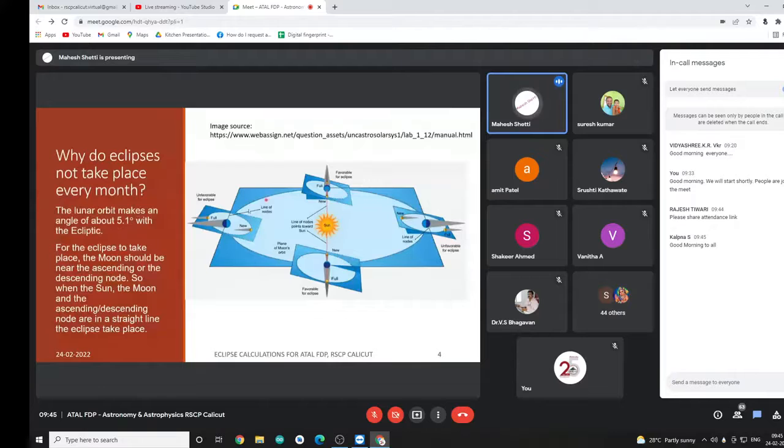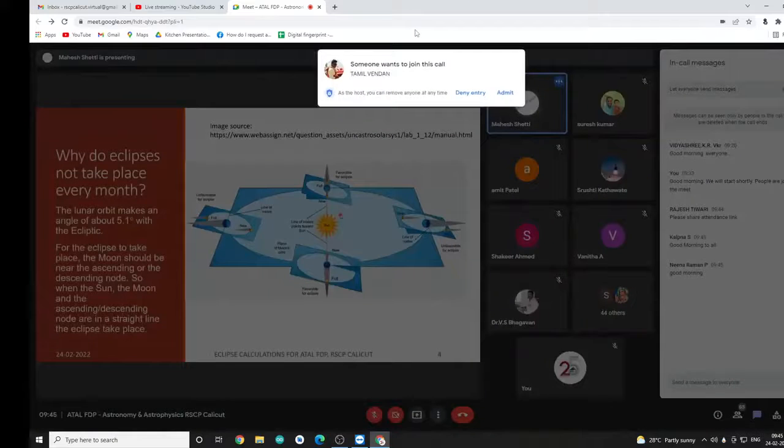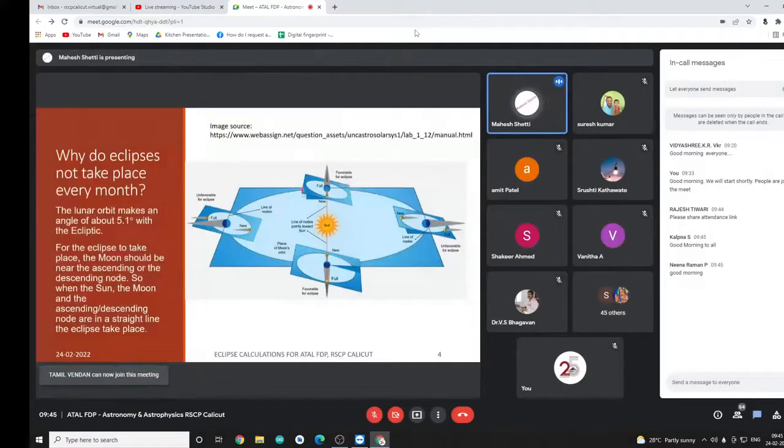The ecliptic is the plane in which Earth is going around the sun, or, taking Earth as a reference, we will see the sun moving around the Earth. Apparently, the sun will be moving around Earth. So that plane is called the ecliptic. And the moon's orbit around the Earth makes about 5.1 degrees with that.